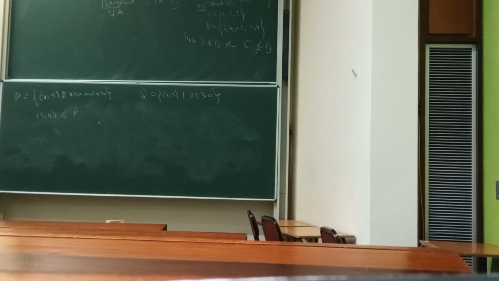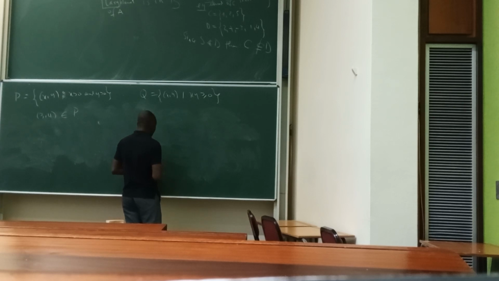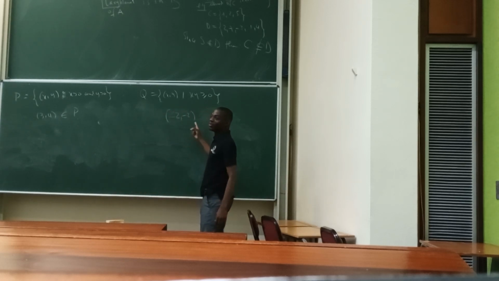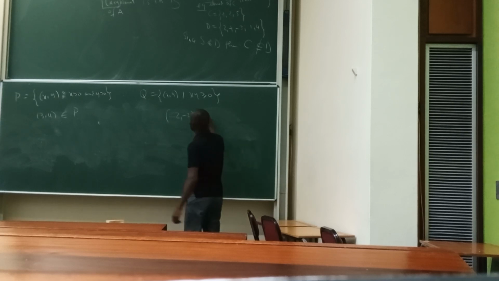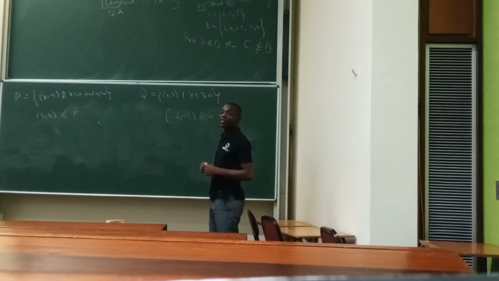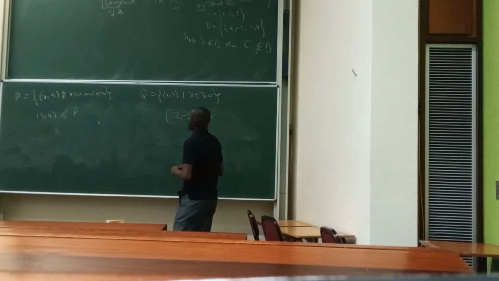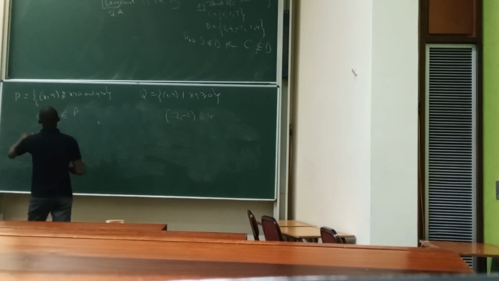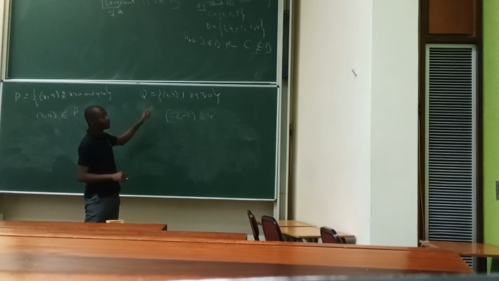Okay. So can you give me an example of an element of Q? 0 and 0. Minus 2 and minus 2. Are you okay with it? Okay. Yeah, correct. You have any objection? No. Okay. That's good.